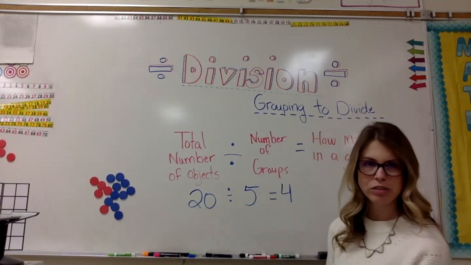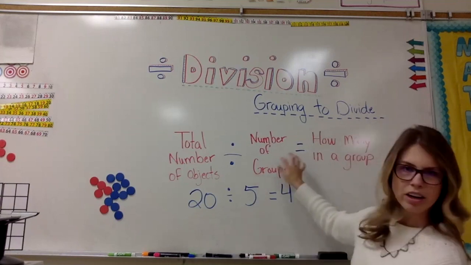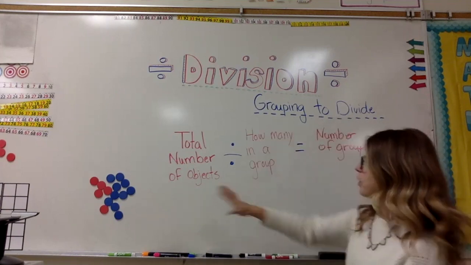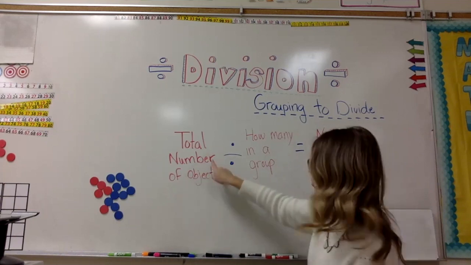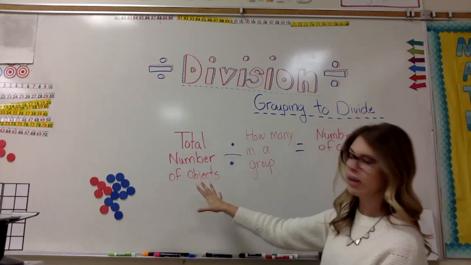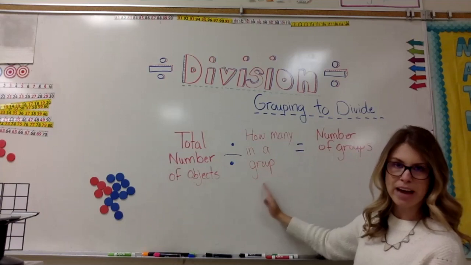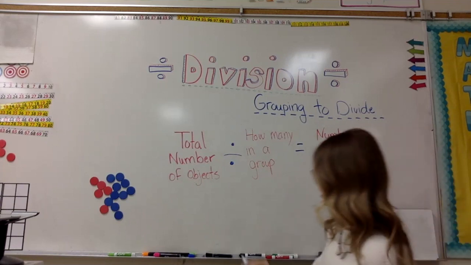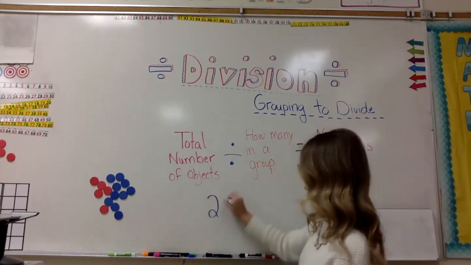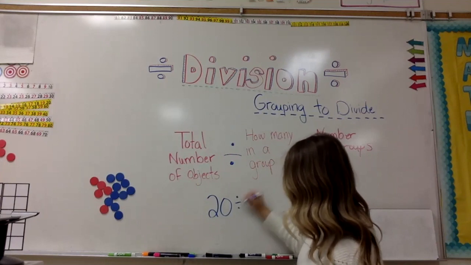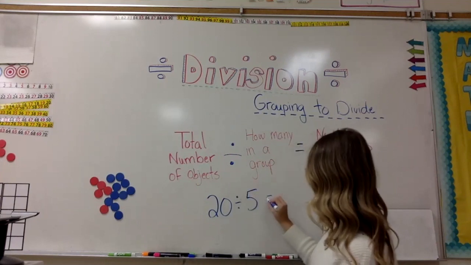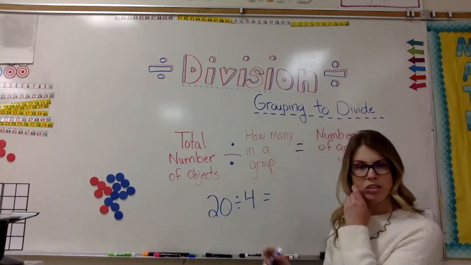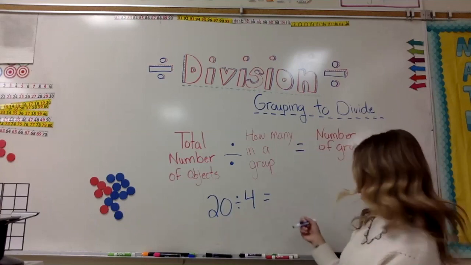But what you can do is switch what these two mean. With division, I still always start with my total number of objects, my big altogether number, but this time I'm dividing by how many in a group, and that should equal how many groups we have. So I'm still having this 20, but this time we're dividing it by 4. Now if I have 20 divided by 4, what should that equal?